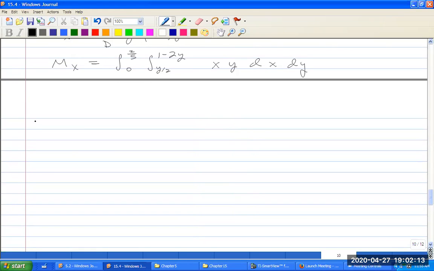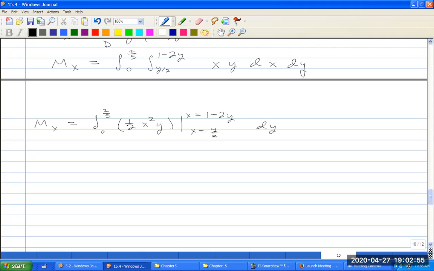So this is equal to the integral from 0 to 2/5 of, well, I have a constant y times the variable x. So the integral of the variable x is 1/2 x squared times the constant y. And I'm integrating between x equal y over 2 to x equaling 1 minus 2y.